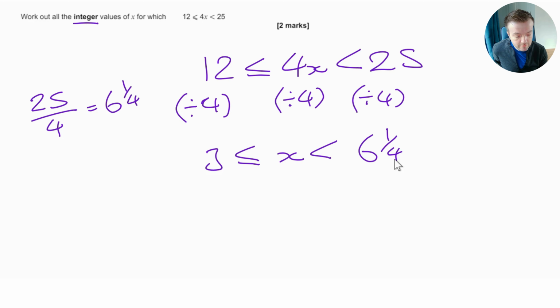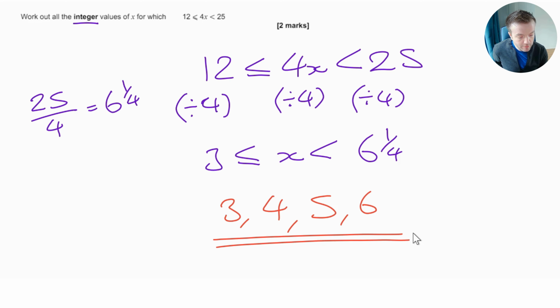Now, going back to that integer value concept, what is an integer? An integer is a whole number. So we've basically got to go, well, what integers actually hold by this rule? Well, x is greater than or equal to 3. So 3 clearly holds to that rule. And 4 also holds to that rule. And 5 also holds to that rule. And so does 6. But clearly 7 doesn't. So you have to actually write out the values.